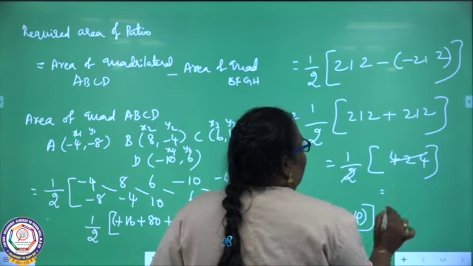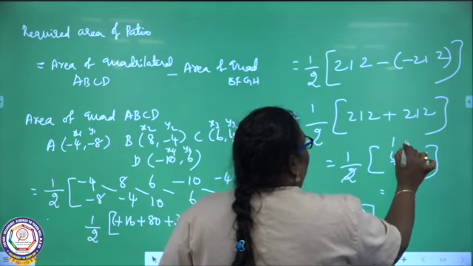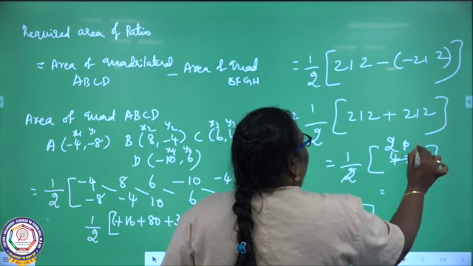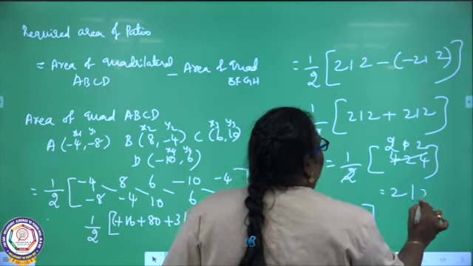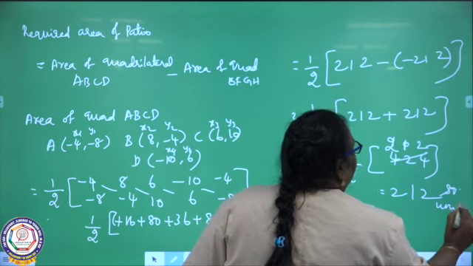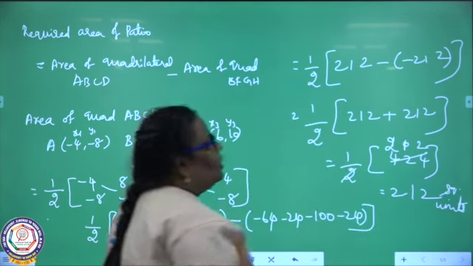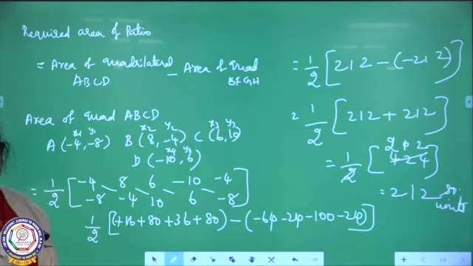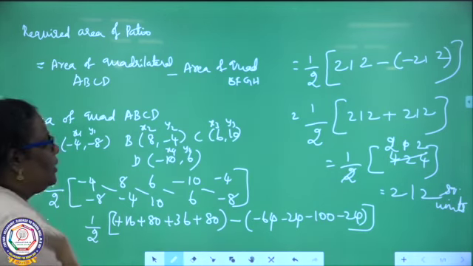Cancel. What is the value? 212 square units. Area of the quadrilateral ABCD, it's 212 square units.